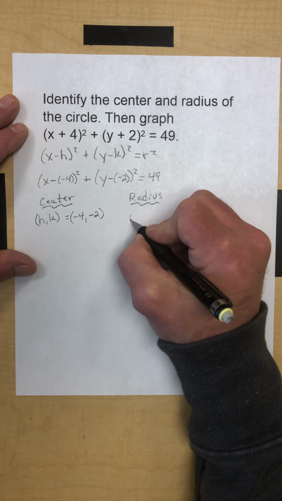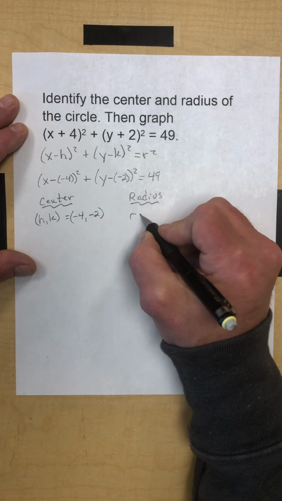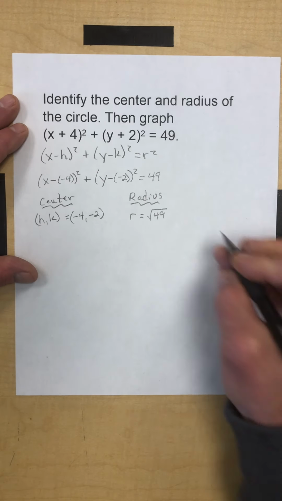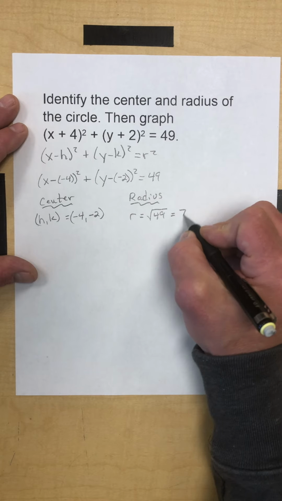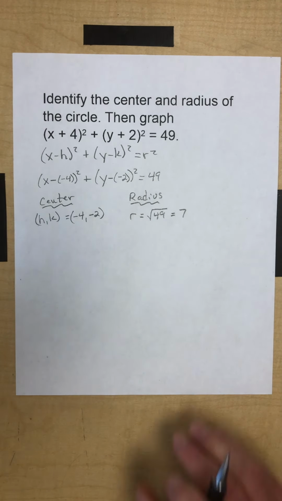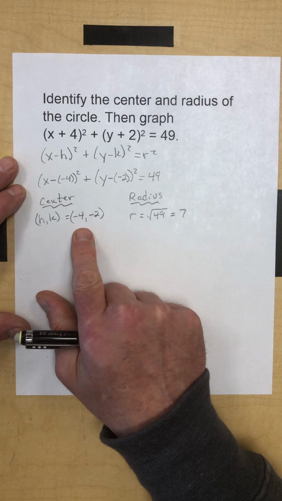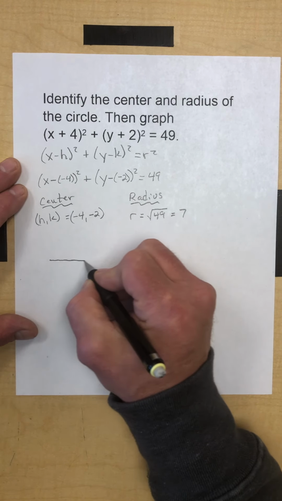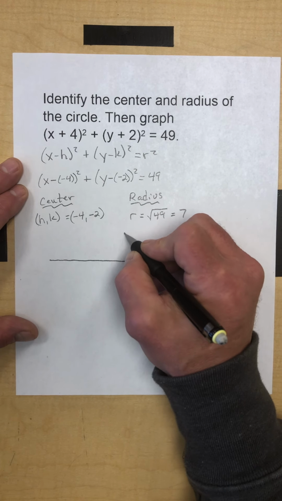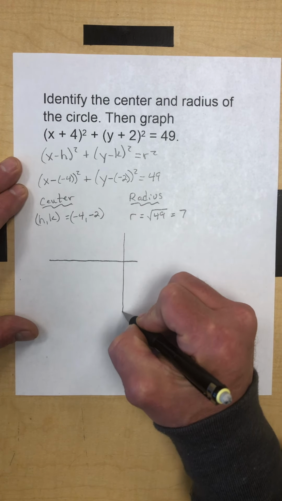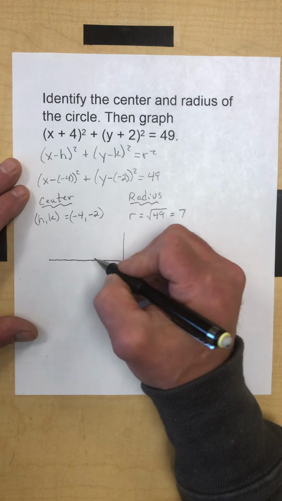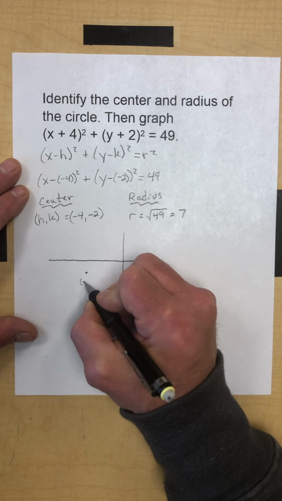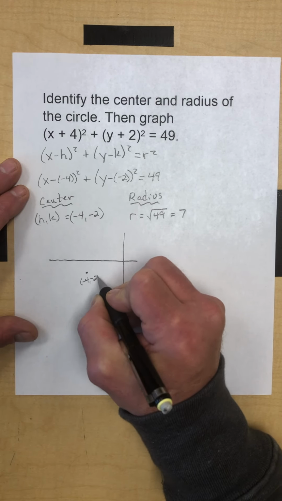We know that r squared is 49, so r has to be the square root of 49. Obviously I only need the positive square root, so I get 7. My center is down in quadrant 3. So let's see what we got going on here. We're at negative 4, negative 2, right here. So that is my center, negative 4, negative 2.